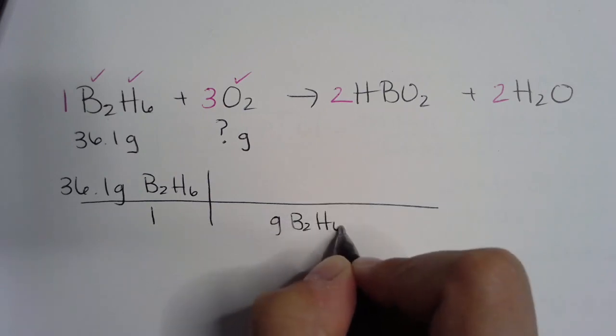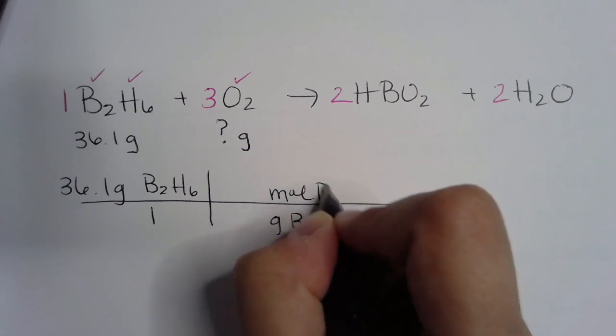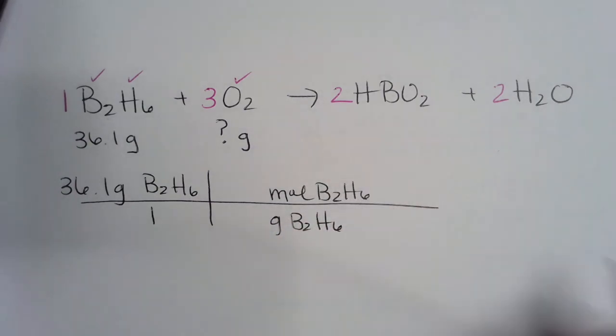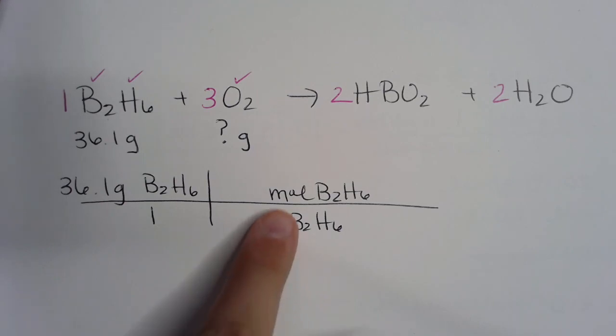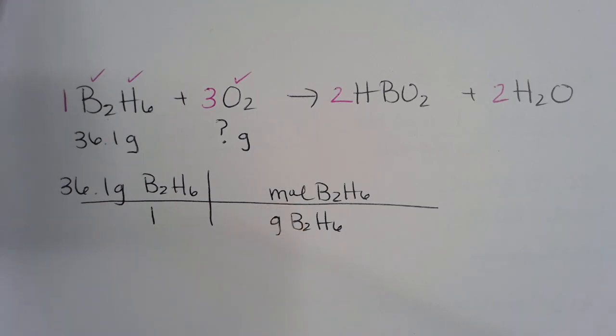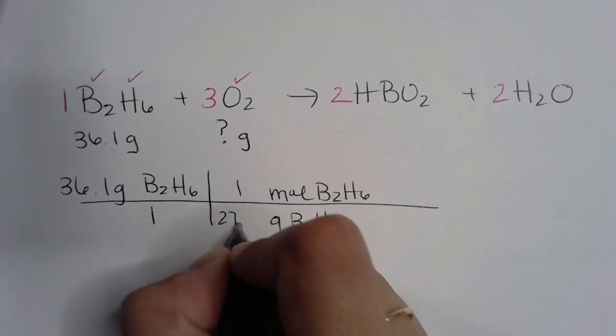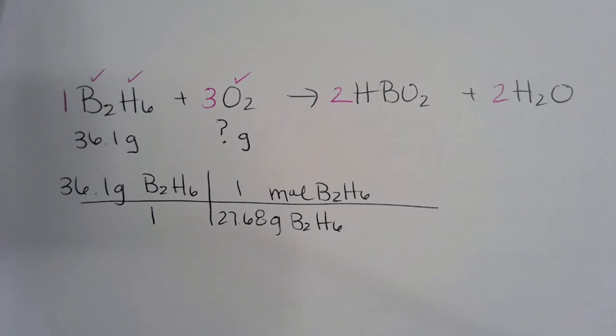This is where it comes in handy to write the whole entire formula out, because sometimes students get confused about which reactant or product they're working with. I think it's useful to do that here. Let's calculate the molar mass, because I'm relating grams to moles. And the molar mass is 27.68. So 1 mole of that compound has a mass of 27.68 grams.